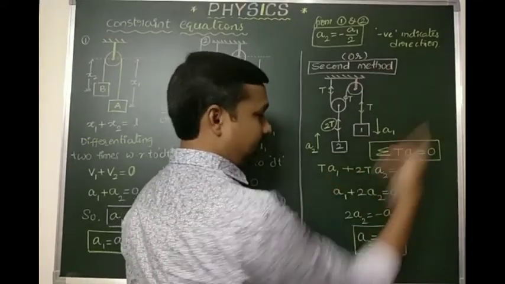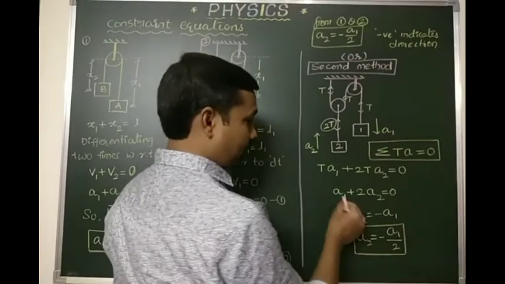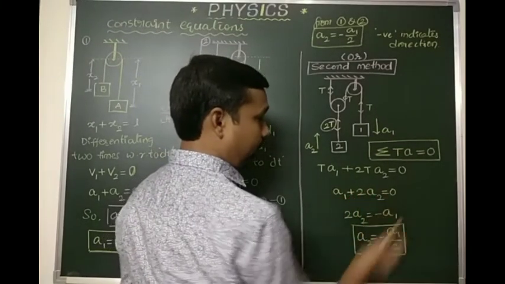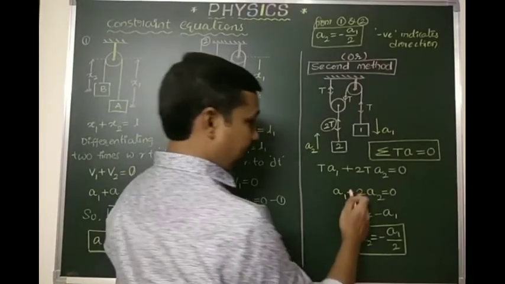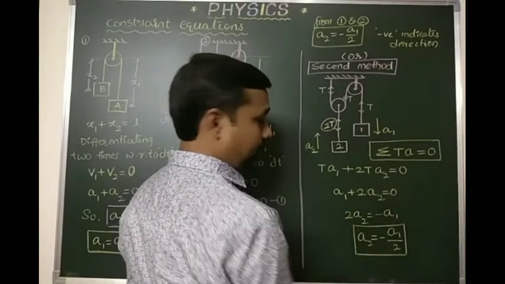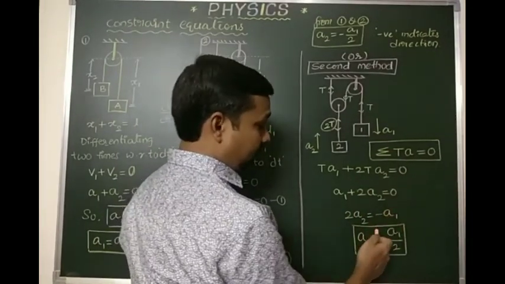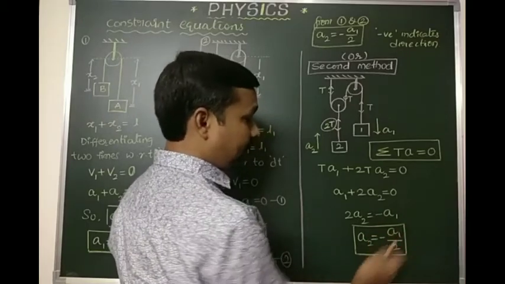Tension is common, so take it out. It becomes 0. So what will we get? A1 plus 2A2 equals 0. If you rearrange, 2A2 equals minus A1, so A2 equals minus A1 by 2.